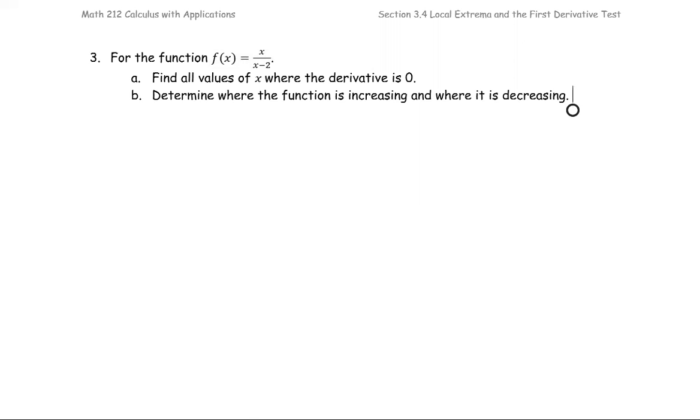In this example, we have the function f of x in the form of x divided by x minus 2. We're going to find all values of x where the derivative is 0 and also determine the intervals where the function is increasing or decreasing. The derivative is 0 where the horizontal tangent occurs. So in part A, we're going to find the f prime of x.